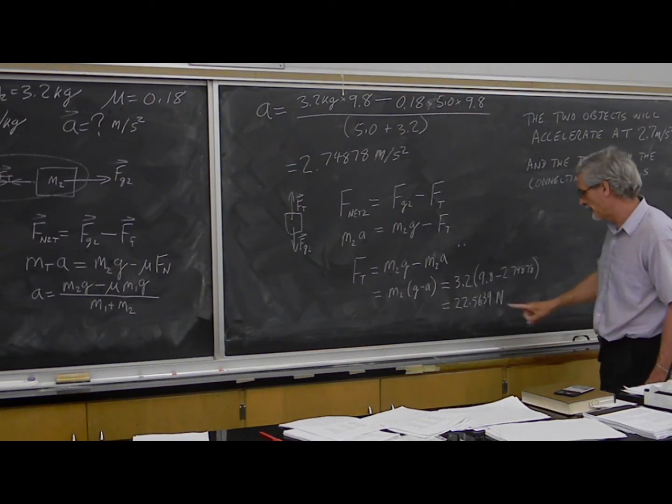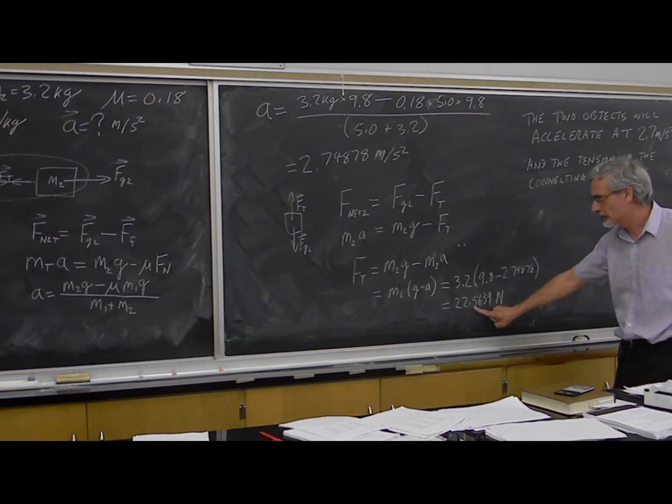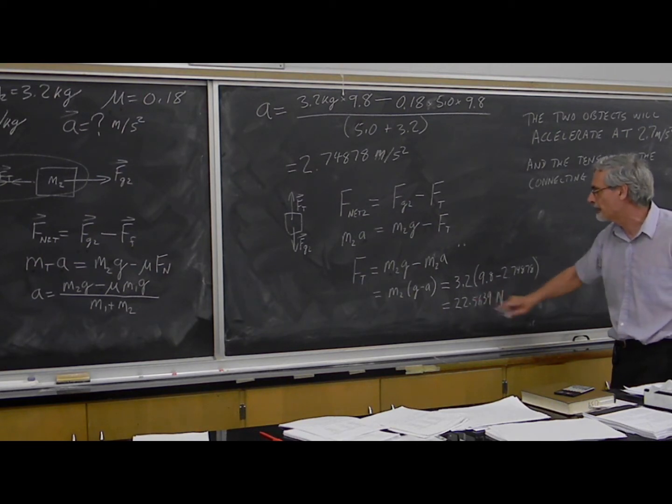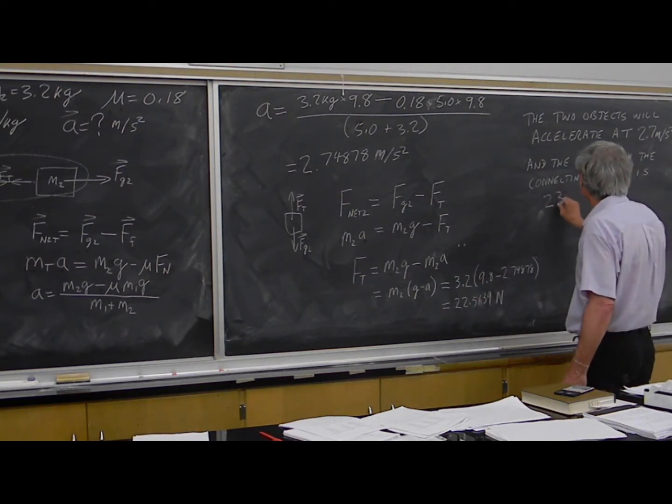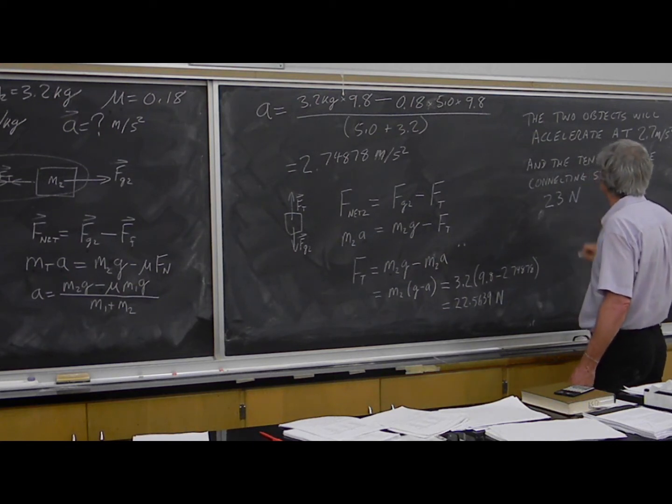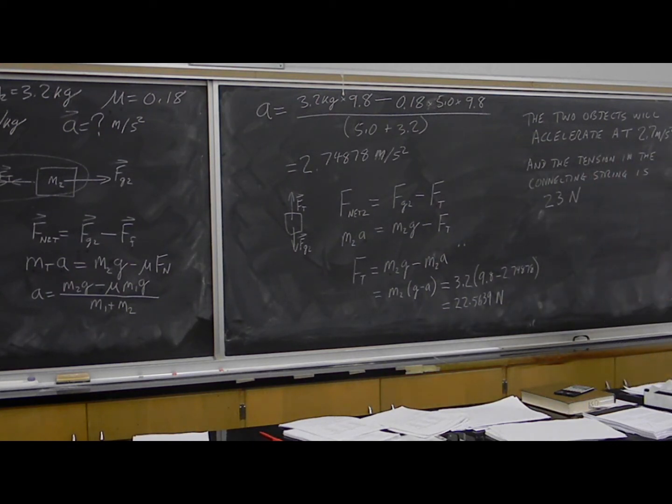And the tension is 22. Look to the next number, it's a 5, so we're going to round it up to 23 newtons. We may need to include directions here. This will be forward. This, as I've just said, is also up or forward.